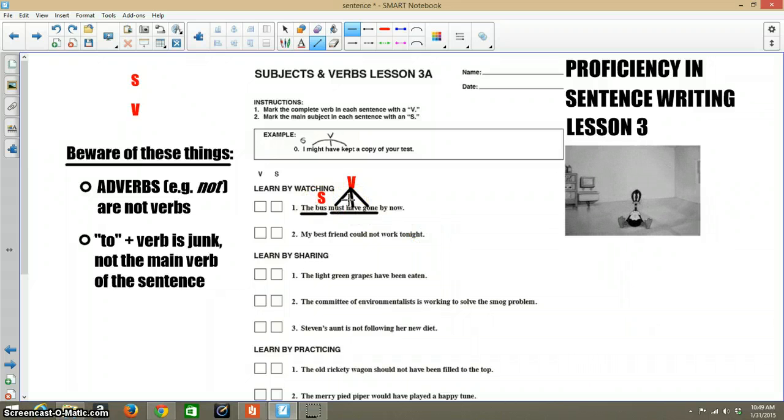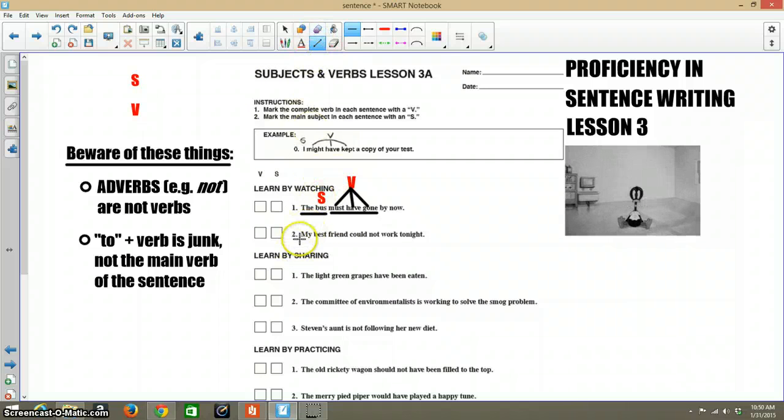The bus must have gone. And then there's junk, like I talk about, and that's not essential to the sentence. Sometimes it is, sometimes it isn't, but we're just identifying the subject and the verb and not the extra stuff at the end. Number 2, I'll do that one as well.